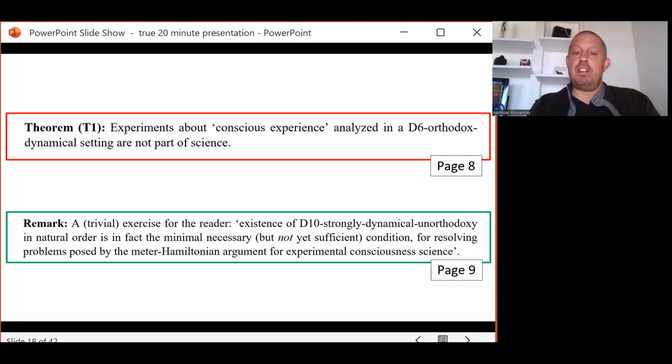And we can say without further ado, if T1 is true, that is, that mainstream consciousness science is not a part of science, independent of reality, for reasons we'll come on to. Now, in the other direction, this remark points towards the result that if a certain D10 form of unorthodoxy holds, then consciousness science is not provably impossible. Now, with a minute or two's thought, you'll see that not provably impossible is the minimal condition for any scientific methodology. We might like stronger things, like provably possible or provably coherent, but this is the least that we need.